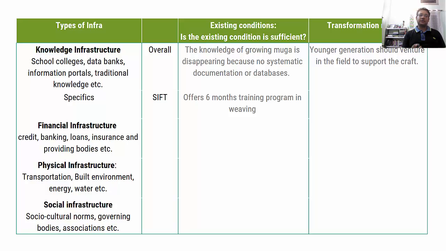So there are 4 types of infrastructures that have been found during these 3 exercises that were conducted. First one is the knowledge infrastructure. Second one is the financial infrastructure. Third is the physical and the social infrastructure. The 2 data points that are required to conduct this effectively are what is the existing condition of this infrastructure and what is the transformation required. We have given 2 examples here to illustrate how to use the tool.